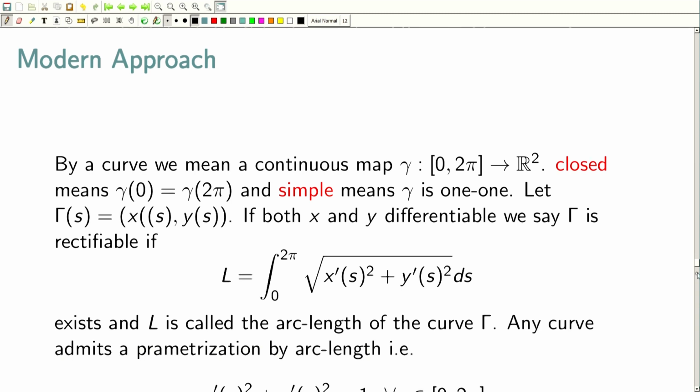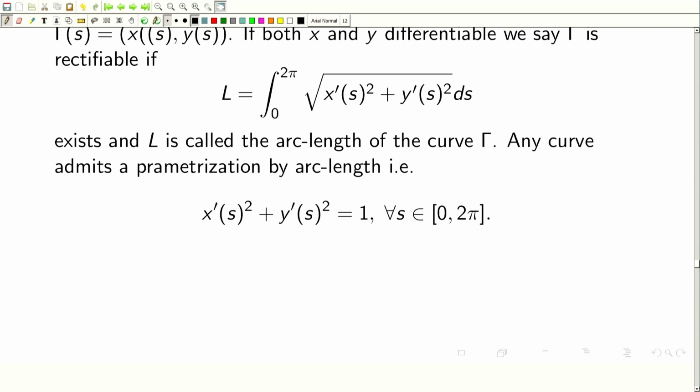Now, as we know, every curve admits a parametrization by arc length, in which x prime square plus y prime square is equal to 1. So, we can always consider a parametrization by arc length.